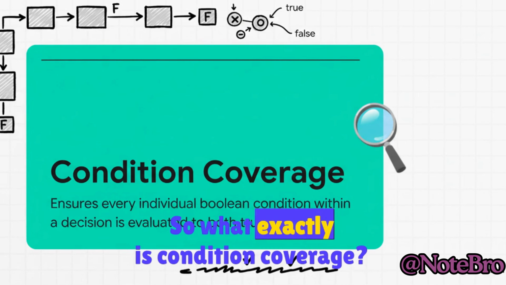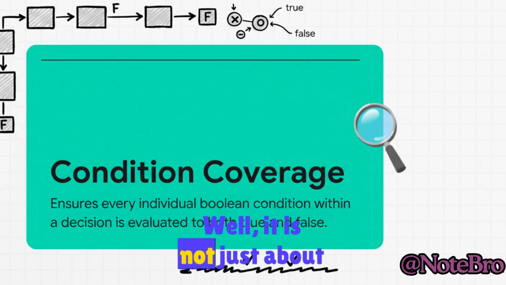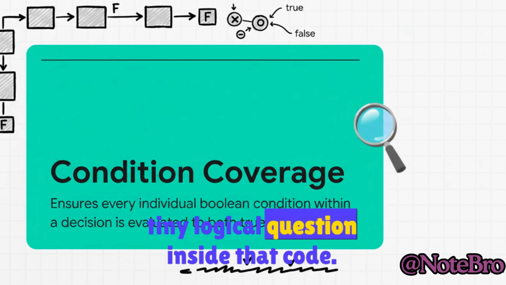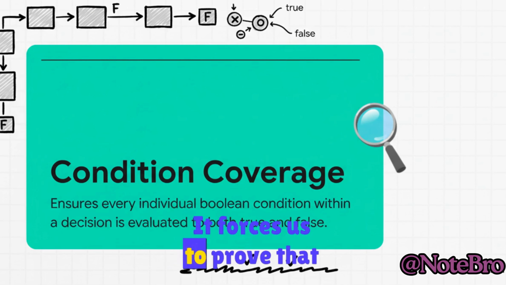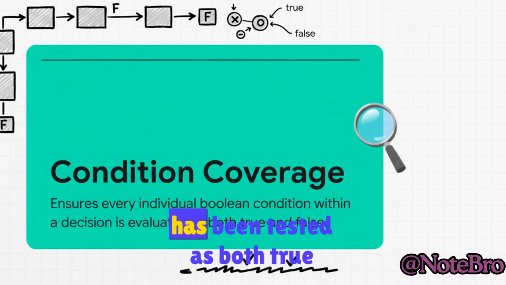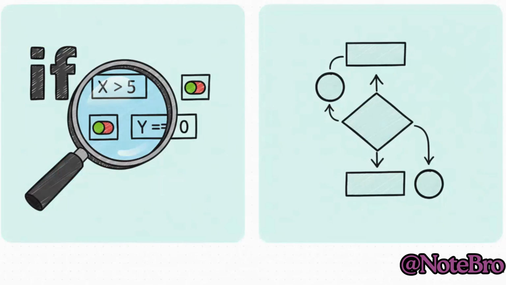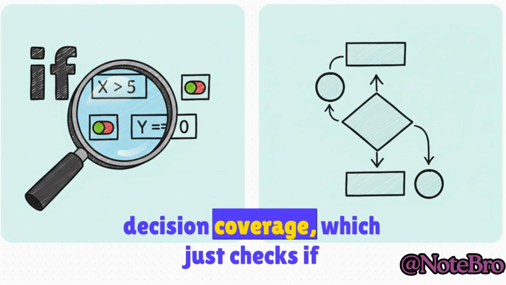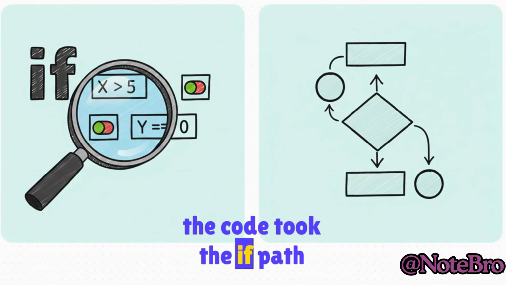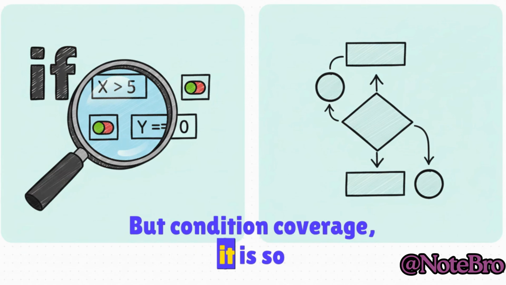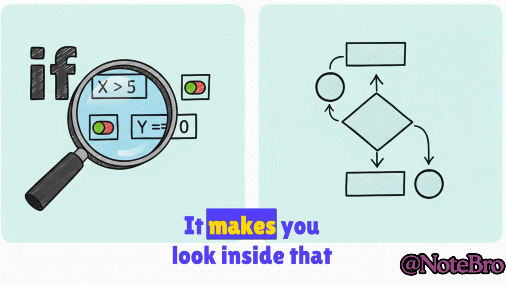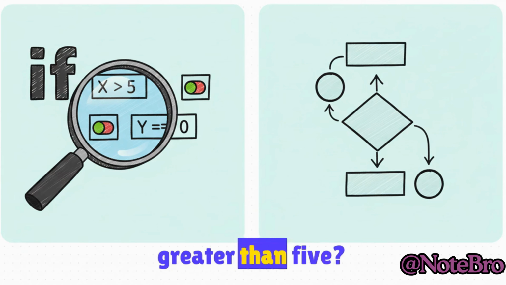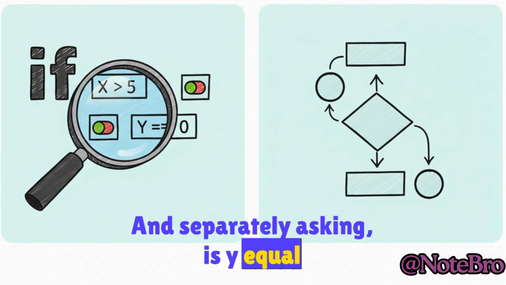So what exactly is condition coverage? Well, it's not just about making sure a line of code gets run. It's about testing every single tiny logical question inside that code. It forces us to prove that every little piece of a decision has been tested as both true and false. Now, here's where people sometimes get mixed up. There's a simpler method called decision coverage, which just checks if the code took the if path or the else path. But condition coverage is so much more detailed. It makes you look inside that if statement and test every single little part, like asking, is x greater than 5? And separately asking, is y equal to 0?